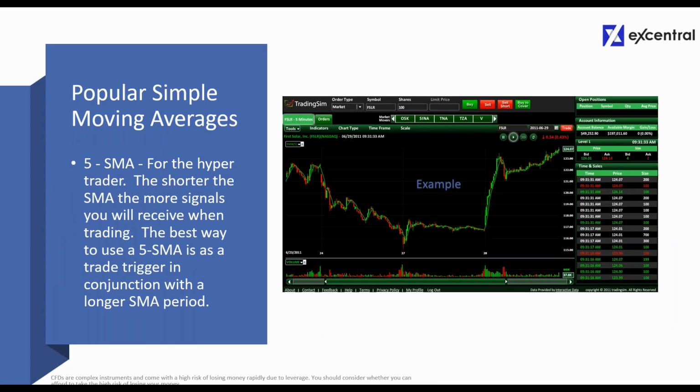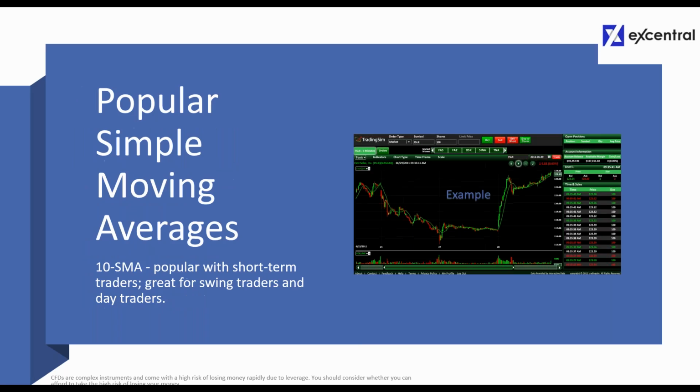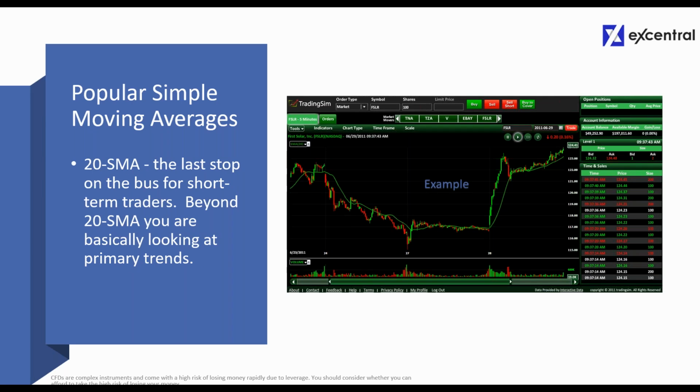Now, a popular moving average is a 5-period SMA. This is for hyper traders. They're looking for very short periods and using these for trade triggers. The most popular among short-term traders is a 10-period moving average. It's great for swing traders and day traders. A 20-period moving average is about the last stop on the bus for short-term traders.